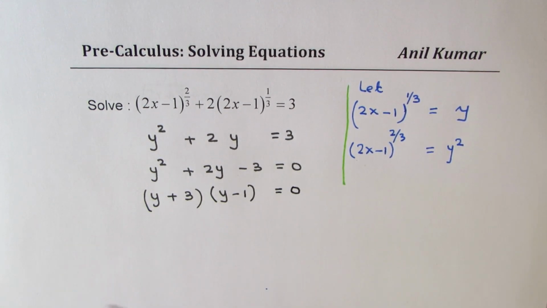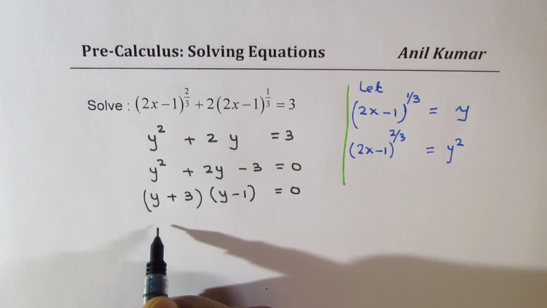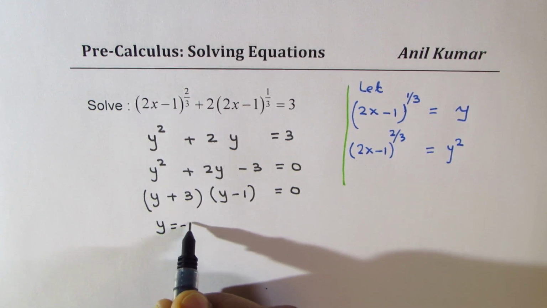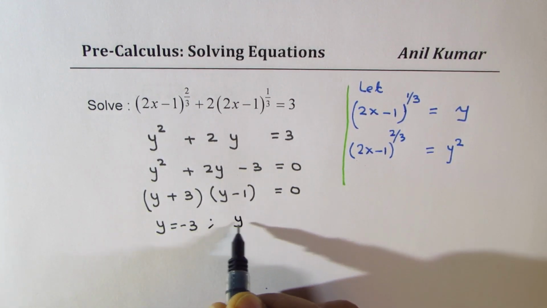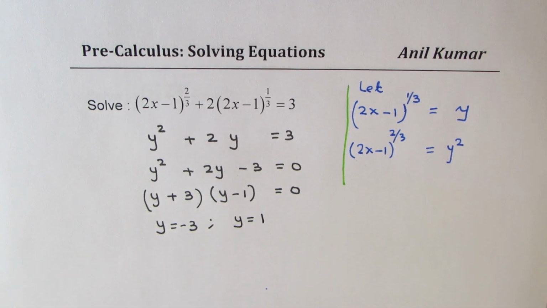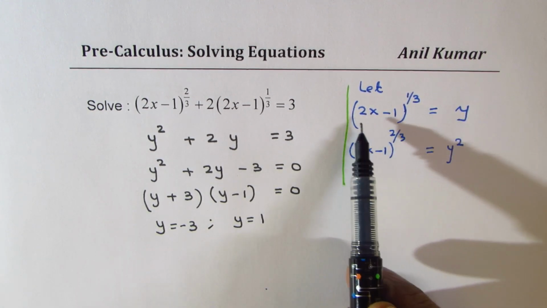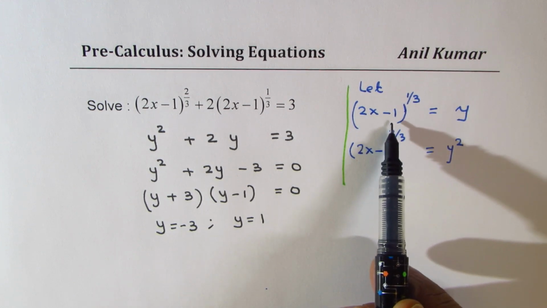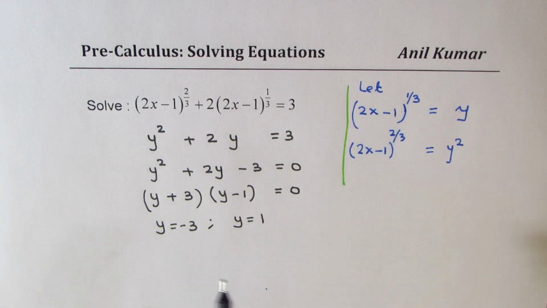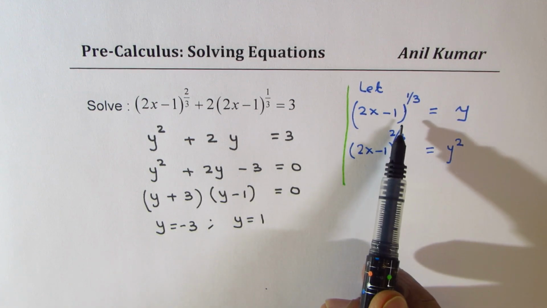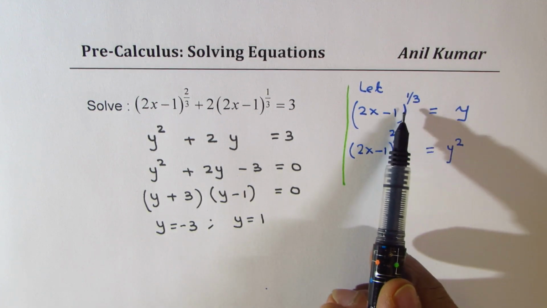Equals 0. So that gives you two solutions. One is y equals minus 3. The other one is y equals 1. But what is y equal to? y is all this, (2x minus 1) to the power of 1 over 3, correct? Now, a cube root can have negative and positive values.